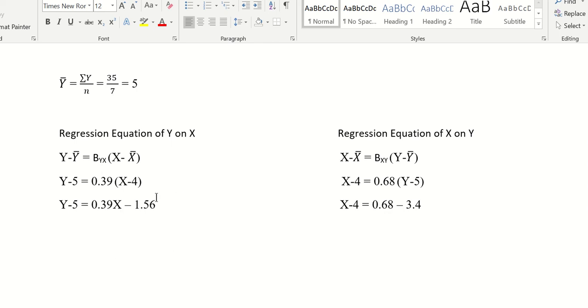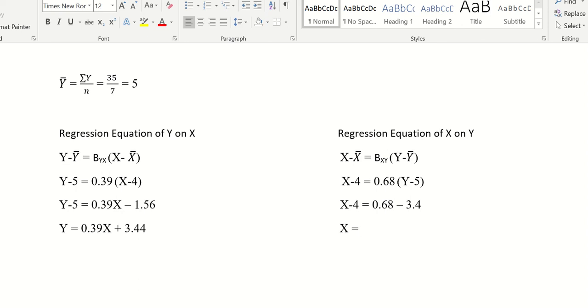So here we get y equals 0.39 x minus 1.56 plus 5. It means we'll deduct it: 5 minus 1.56, we get 3.44. So y equals 0.39 x plus 3.44.